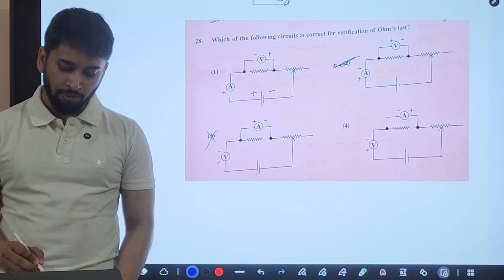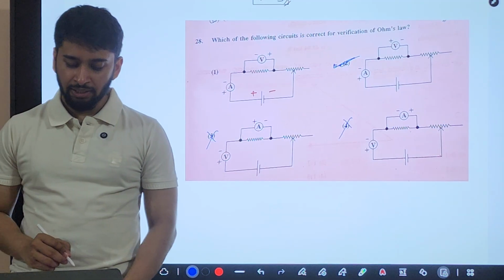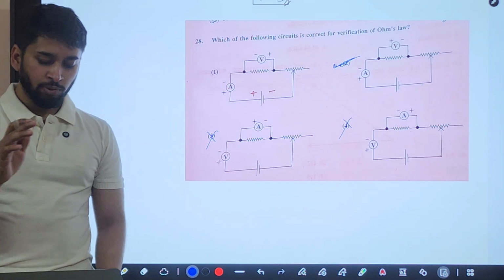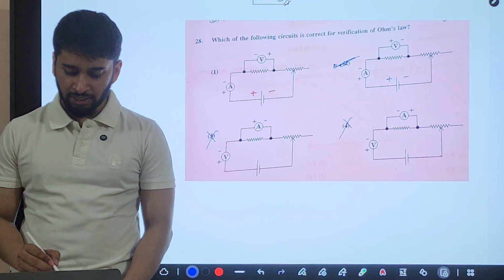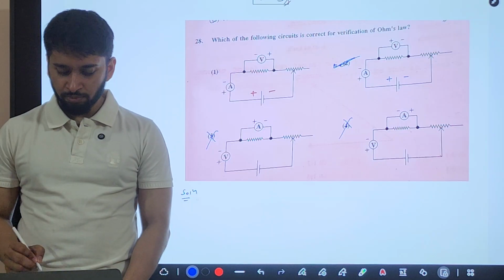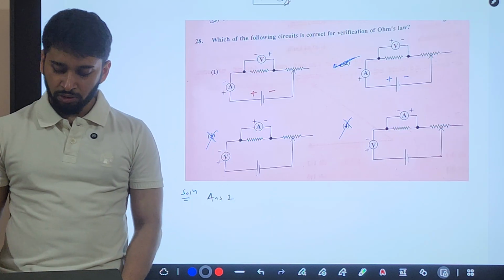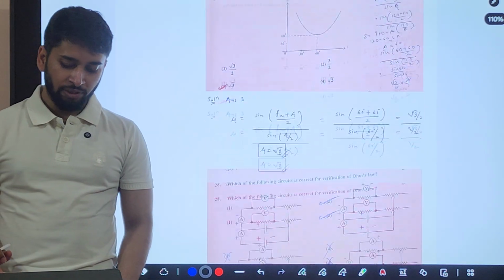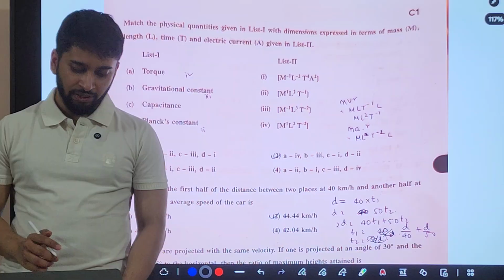And here you can see the ammeter is connected in parallel. Here again this is not right. Ammeter is connected in series, whereas voltmeter is connected in parallel with the polarities. This is the right plus minus, right? So here the answer will be option 2. Answer is option 2. Great. Right, 28. Next is 29. Match the following.